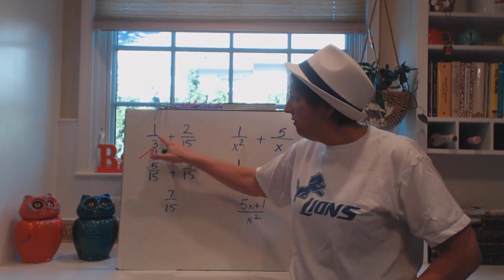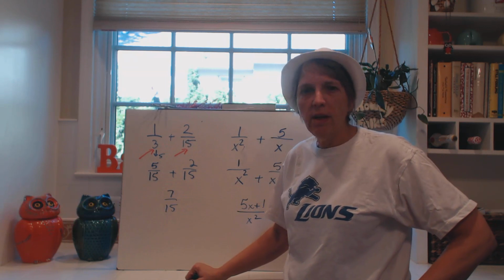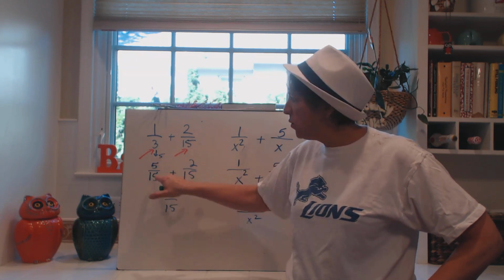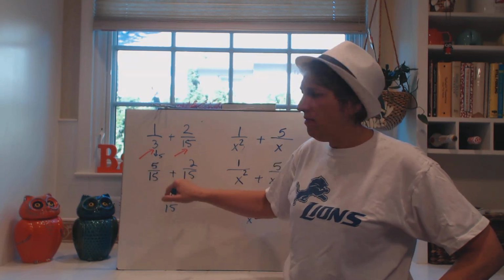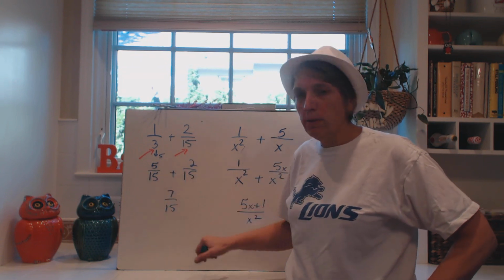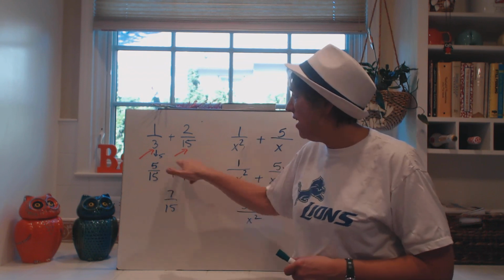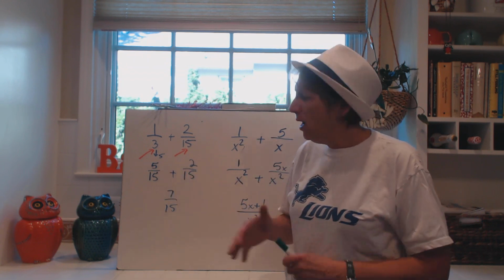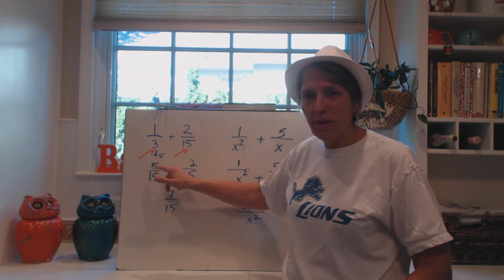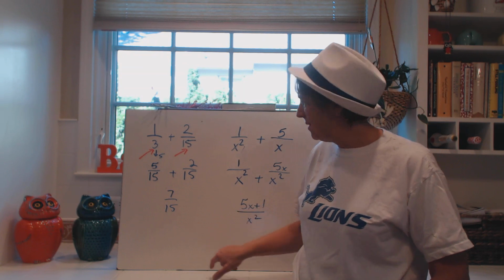So we convert 1/3 to 15ths. 3 goes into 15 5 times. 5 times 1 is 5. And this stays the same. Then we add them. 5 plus 2 is 7/15. We can't simplify 7/15 because we got 5 and 2 added together. We can't take the 5 here and simplify this in here because that doesn't make any sense.